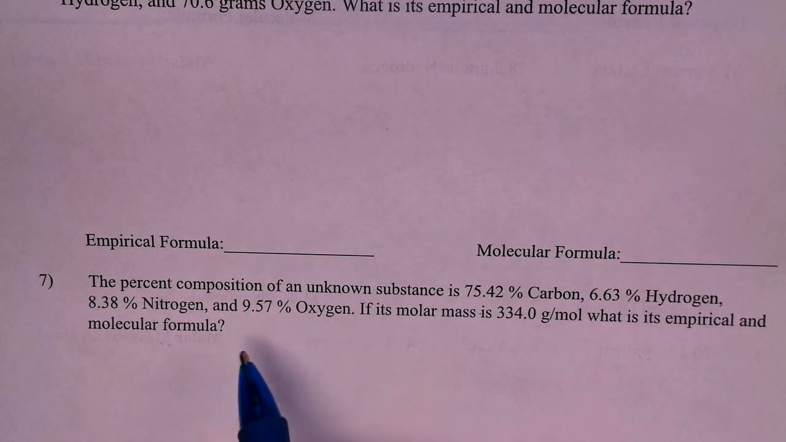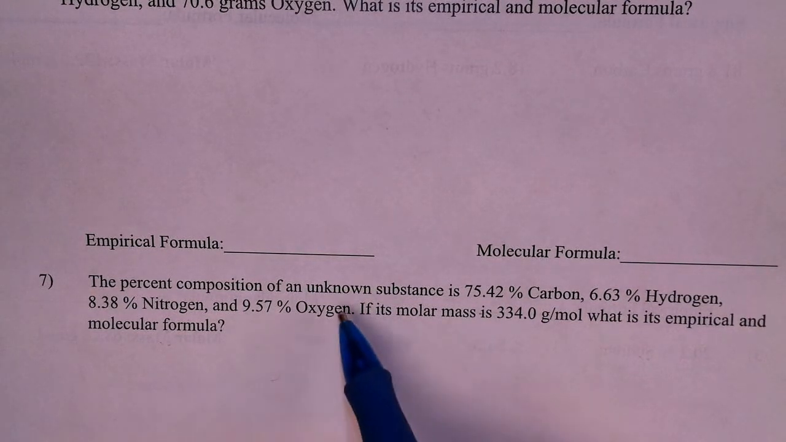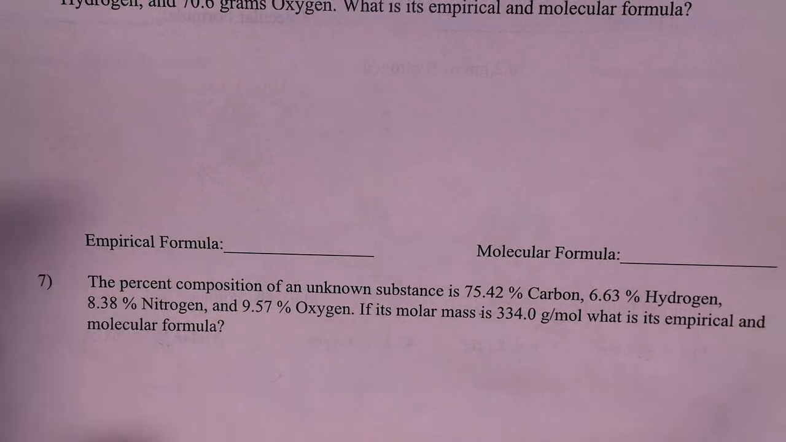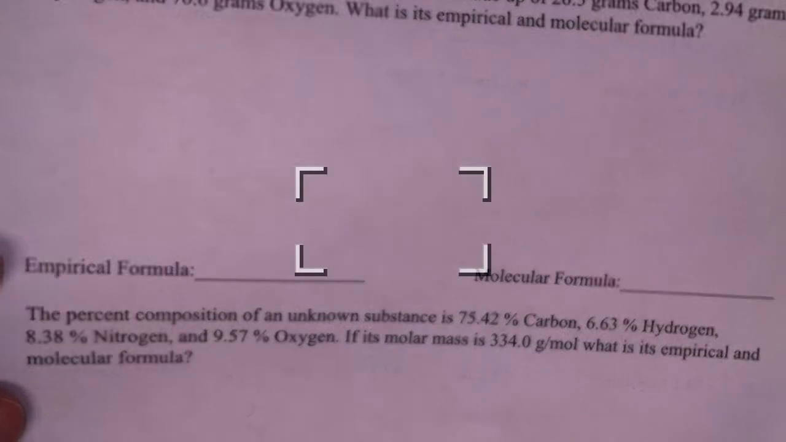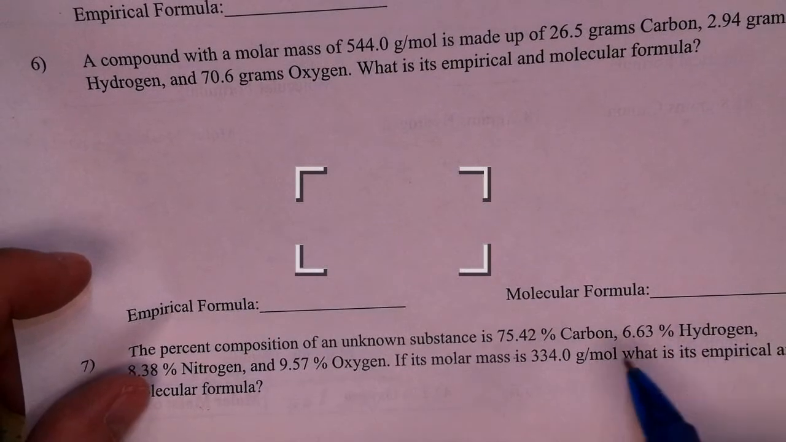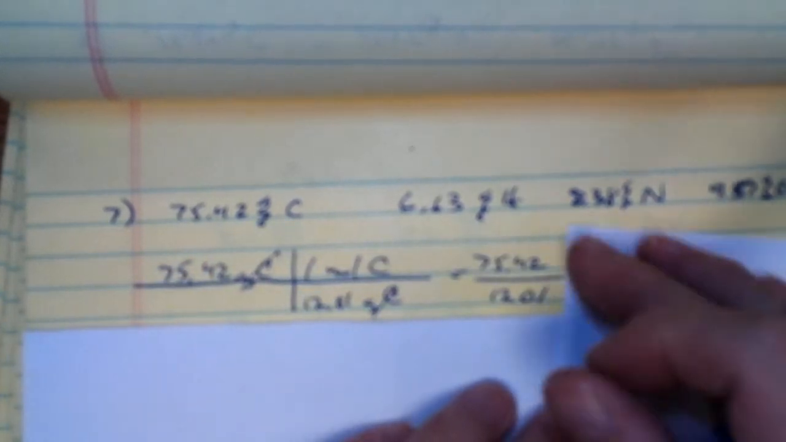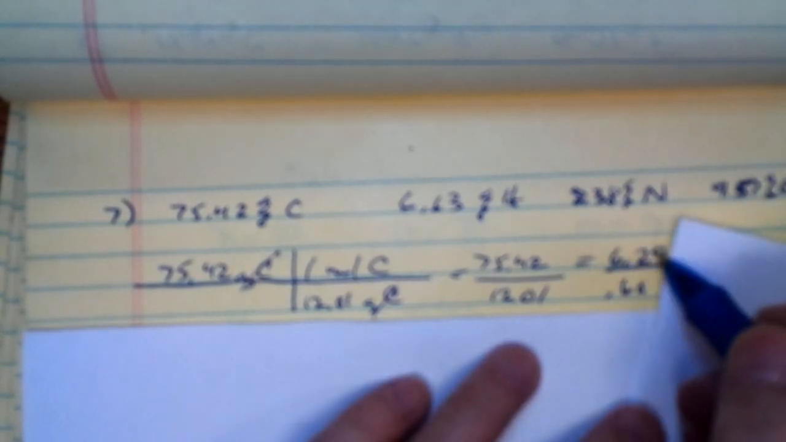Well, we have a lot of moles to calculate. Four different moles for four different elements. So let's do that first. We're assuming a 100-gram sample, so we can turn the percents into grams. So on number 7, we have that, and we are going to calculate our moles. We do this for carbon, and we're going to get this 6.29.